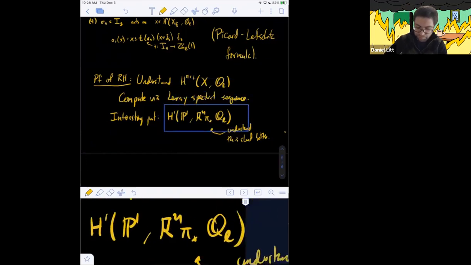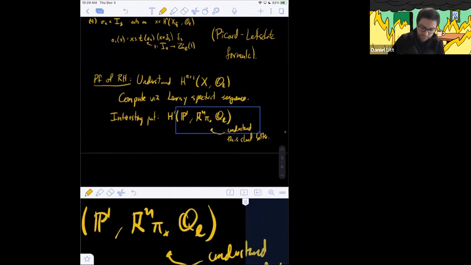One is H0 of P1 with coefficients in Rn+1 pi lower star QL. The other one is H2 of P1 with coefficients in Rn-1 pi lower star QL. And those will be sort of easy to understand via the induction hypothesis and the Lefschetz hyperplane theorem. Does that help, Jose?